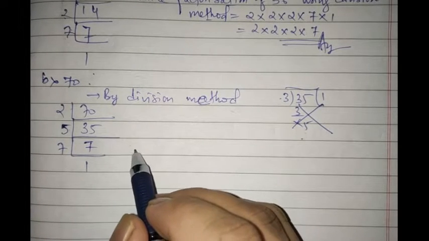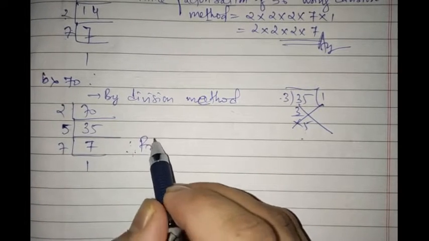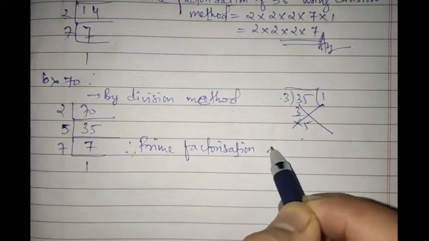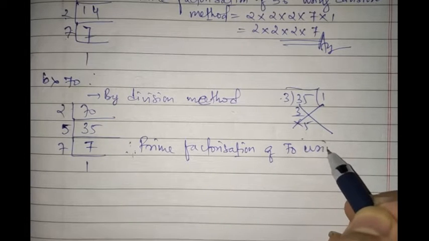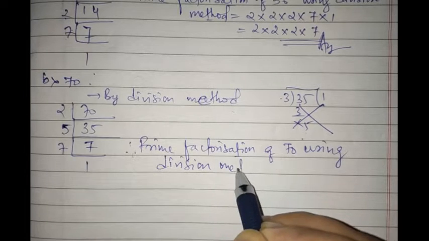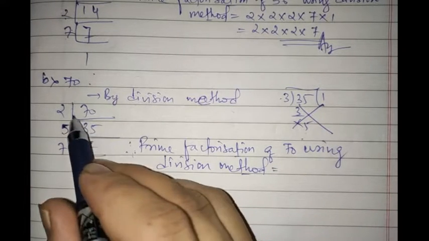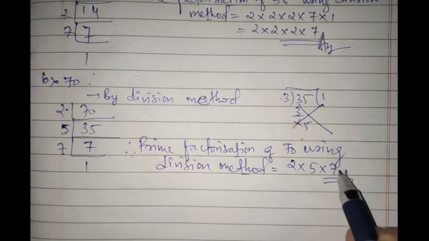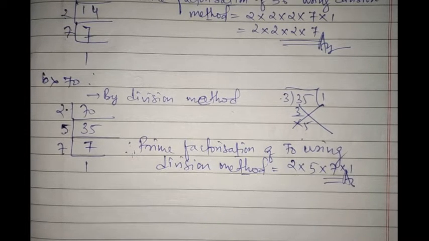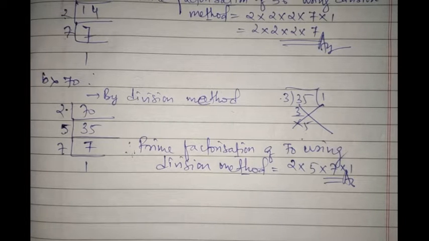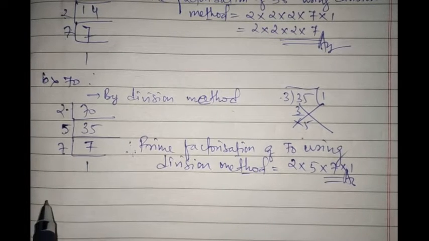Therefore, the prime factorization of 70 using division method, what are the factors you saw? 2 into 5 into 7. Into 1 also you may write. Simply you may write 2 into 5 into 7, because 7 1s is 7 only, right? So this is the way to solve it. Okay, so let's proceed to the next part, that is C.